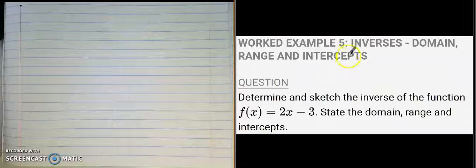In the previous activity, we only did the inverse of the function. But now they want us to do the domain, the intercepts, as well as the range. So let's see how we solve that, learners.